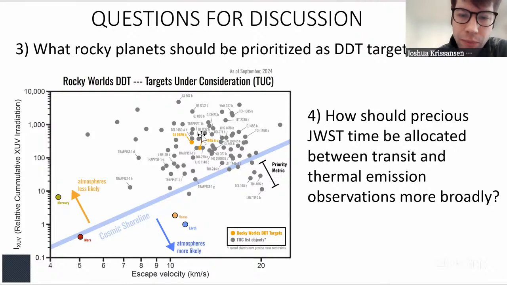There's an interesting trade-off between going after the hotter targets, where you maybe don't need as many eclipses, versus something that's much cooler that requires much longer integration times, but is maybe more likely to hold on to an atmosphere. And then, more broadly, how do we allocate JWST time between thermal emission observations that are going to be better for the hot things that are more likely to be airless, versus transit observations where you have all the problems with the stellar contamination that we've been seeing.